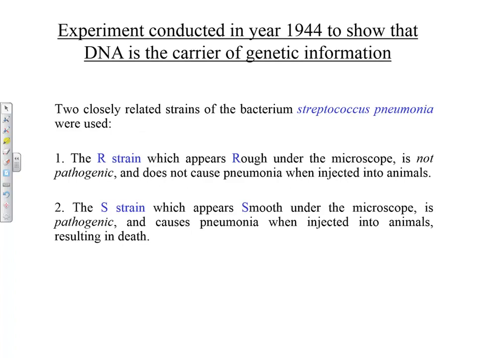So this notion was dispelled by an experiment conducted in the year 1944 to show that DNA is the carrier of genetic information. And this is how the experiment went. There were 2 closely related strains of the bacterium Streptococcus pneumoniae used. You want to make a guess what disease this bacterium is going to cause? It's Streptococcus pneumoniae.